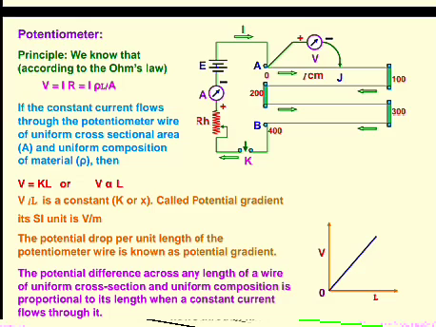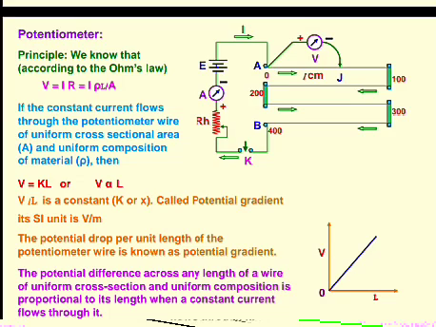Now we move toward the principle of the potentiometer. We know from Ohm's law V is equal to IR and R is equal to rho L upon A. So V is equal to I rho L upon A. If a constant current flows through the potentiometer wire of uniform cross-section area A and uniform composition of material rho, then V is equal to KL, or V is proportional to L, or V upon L is equal to a constant, which is called potential gradient.